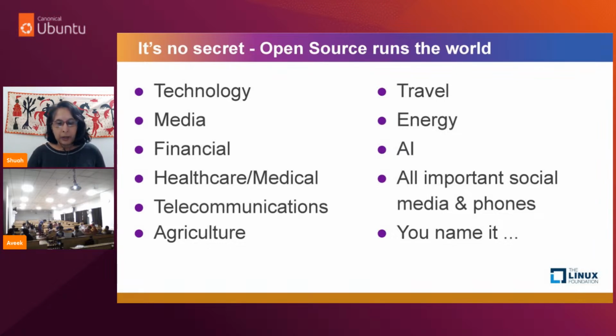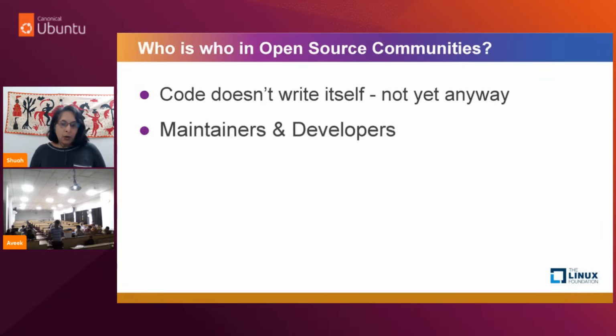We have a project, LF Energy, that oversees using Linux and the Linux ecosystem in energy. In AI, we also have LFAI, and social media, right? Your phones won't run without Linux, Android, and others. You name it, it's there, it's everywhere. We all know code doesn't write itself. Not yet anyway. We are able to write essays probably with ChatGPT, but we can't write code effectively yet.